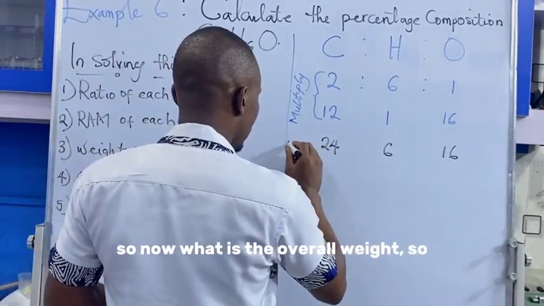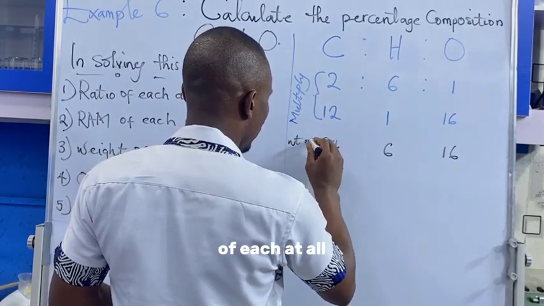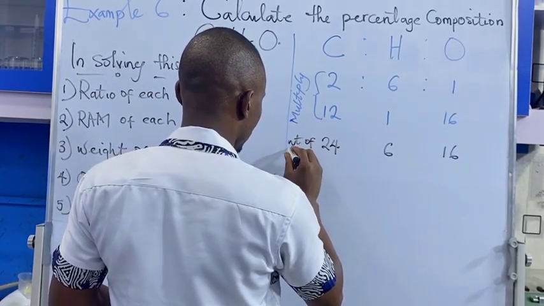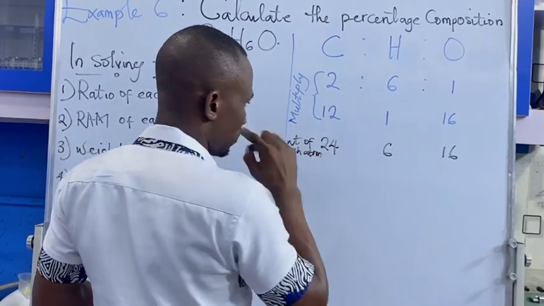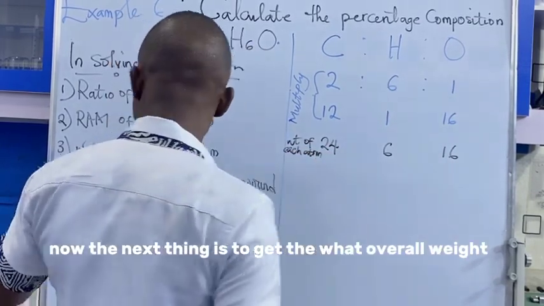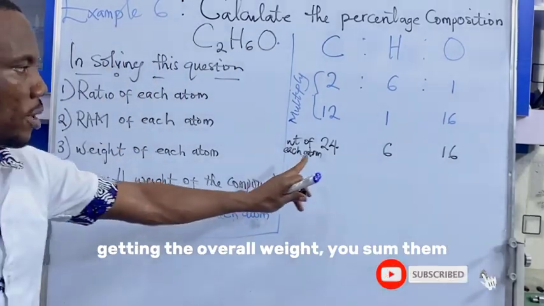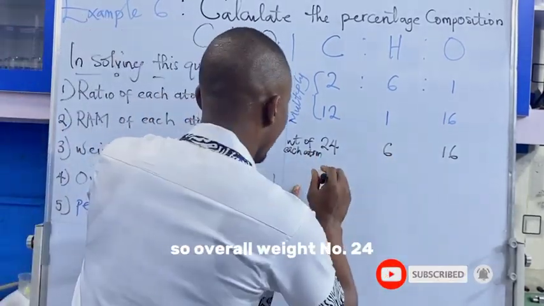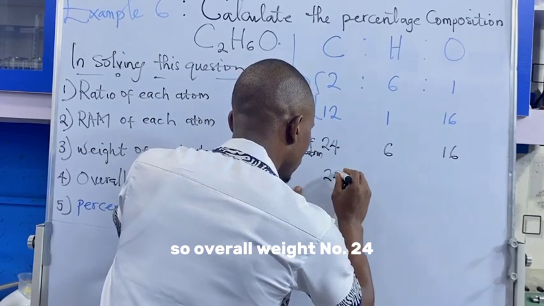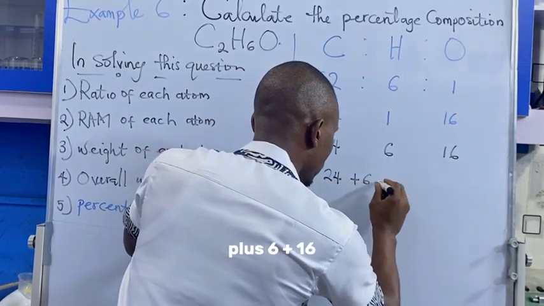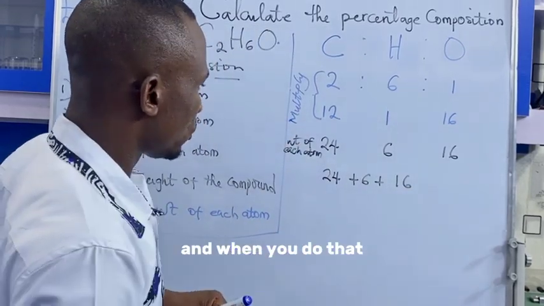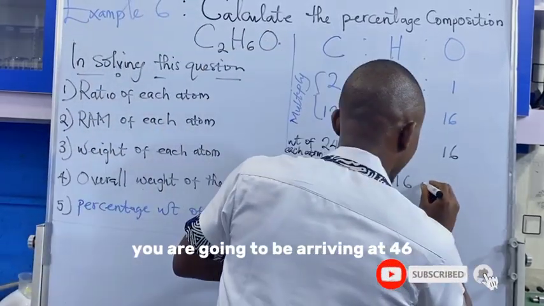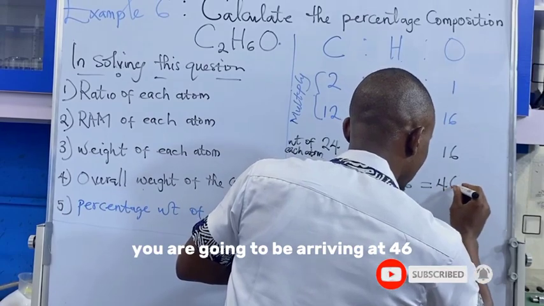Now the next thing is to get the overall weight. To get the overall weight, we sum them. So the overall weight will be 24 plus 6 plus 16. And when you do that, you arrive at 46.